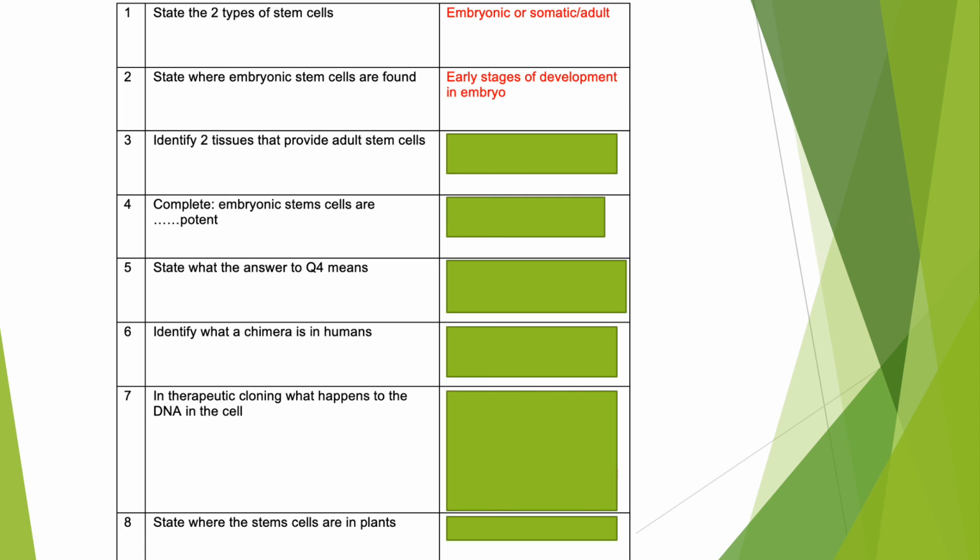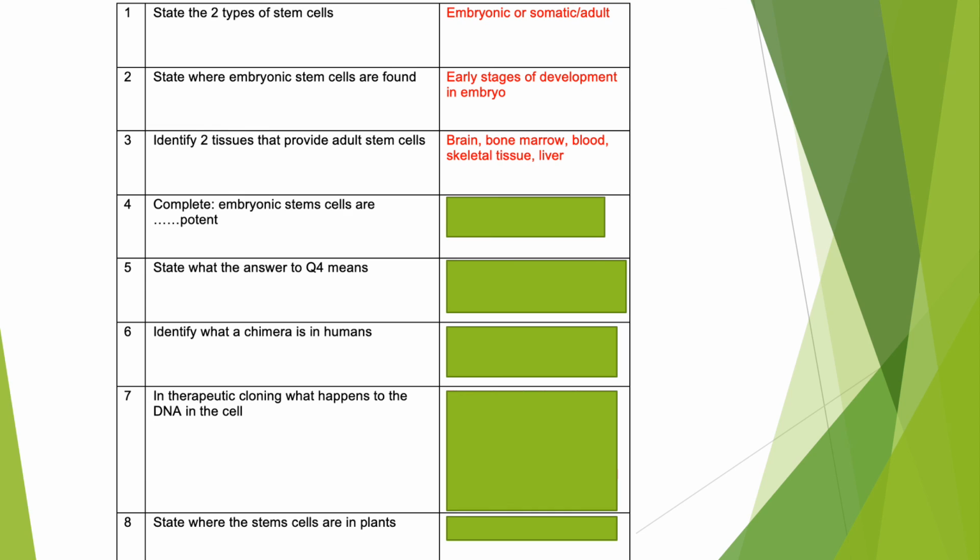Number 3, identify 2 tissues that provide adult stem cells. So we did list off quite a number of them. So any 2 of the following: brain, bone marrow, blood, skeletal tissue, or your liver cells, liver tissue. These are places where you can find adult stem cells.